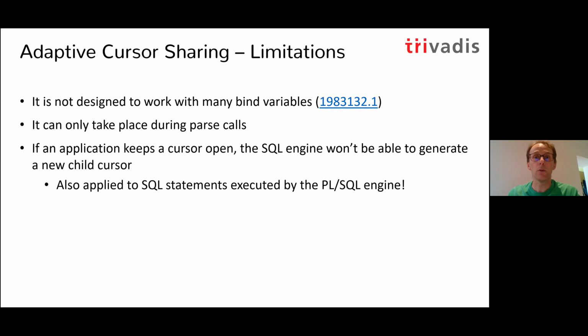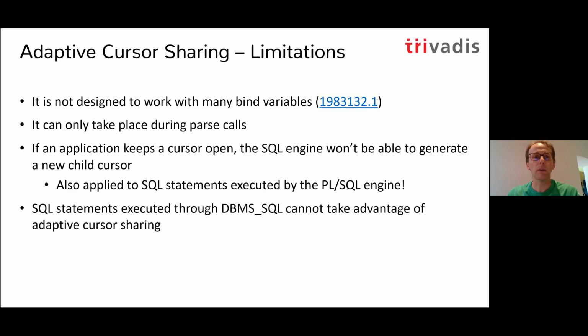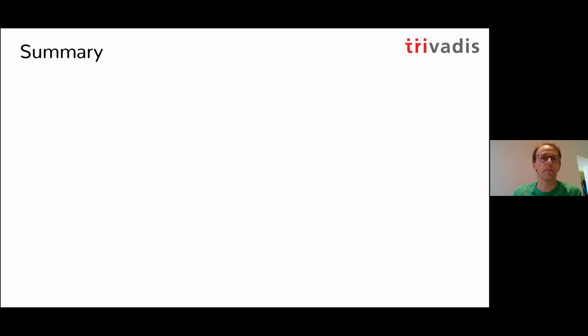And it's also true for the PL/SQL engine. The PL/SQL engine tries to cache a lot of cursors, and if you have a cursor which is cached by the PL/SQL engine, and the SQL engine would like to invalidate it, it's not possible, so adaptive cursor sharing won't kick in. And again, DBMS_SQL also doesn't support adaptive cursor sharing. Like for bind peeking, it was implemented before the introduction of this feature.